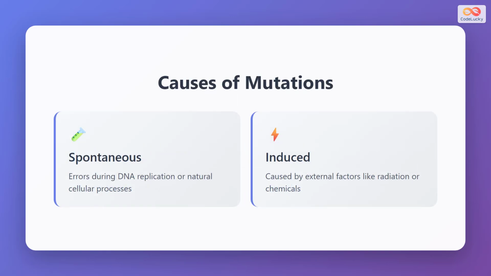Mutations arise from two main sources. First, we have spontaneous mutations, which occur naturally during DNA replication or other normal cellular processes. These happen because the cellular machinery that copies DNA is not perfect and occasionally makes errors. Second, we have induced mutations, which are caused by external factors called mutagens. These mutagens include things like ultraviolet radiation from the sun, ionizing radiation such as X-rays, and various chemical substances that can damage DNA.